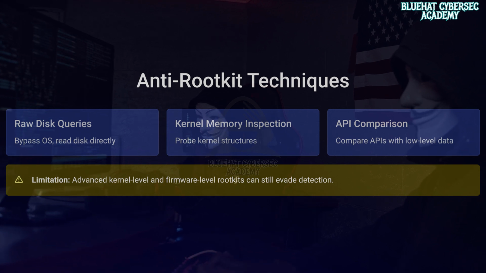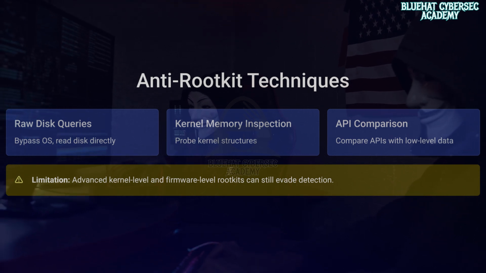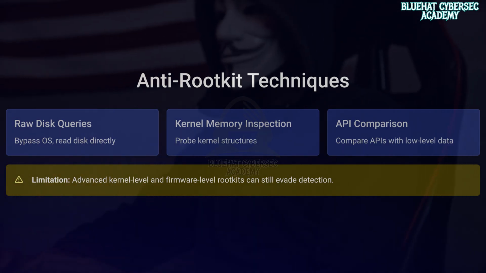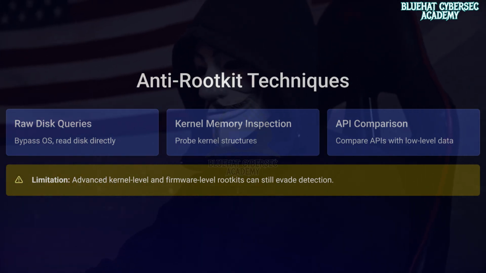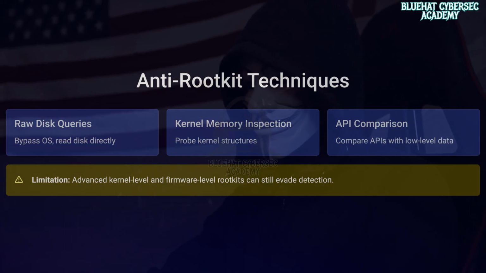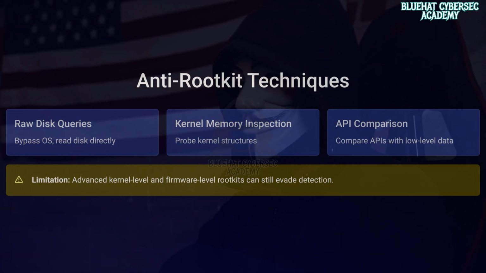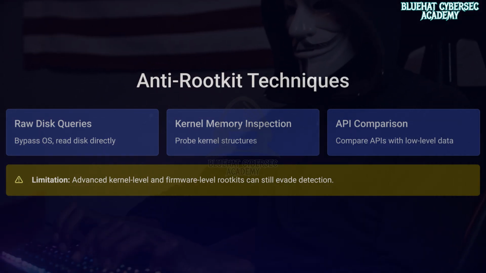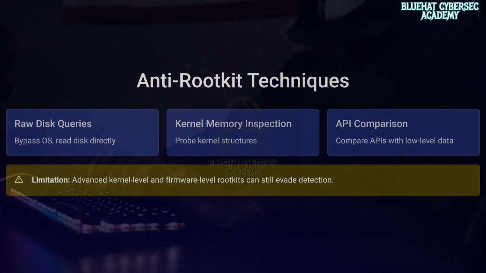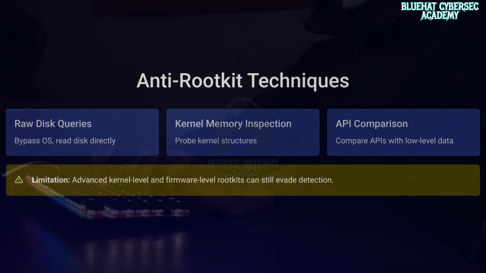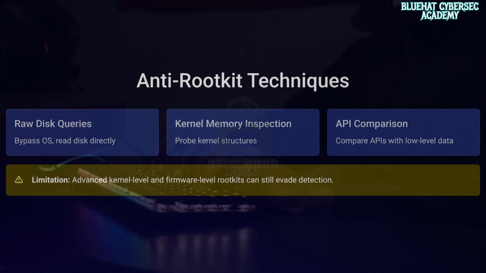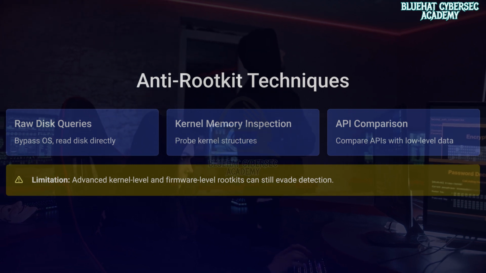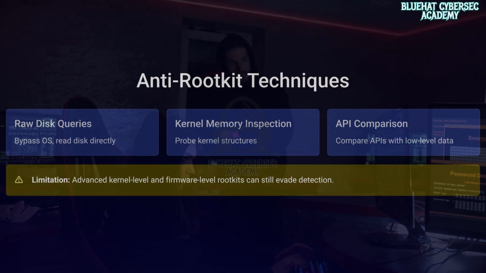Now, let's talk about anti-rootkit tools, which are essentially specialized inspection layers built for deeper visibility. Instead of asking the system, "What is running?" these tools often query raw disk data directly, inspect kernel memory structures, and compare system APIs with low-level data sources. In simple terms, they are trying to see what the operating system is hiding from itself. But even here, there's an important limitation: advanced kernel-level and firmware-level rootkits can still evade detection depending on how deep they operate.